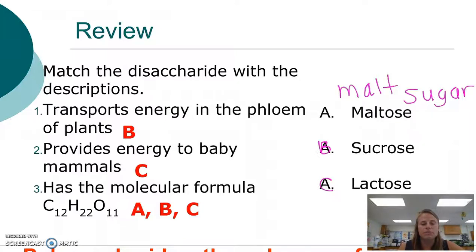And which of these have the molecular formula C12H22O11? All of them. They are all isomers of one another. They're disaccharides that have the same chemical formula, but they're going to have a different structure, a different shape, and therefore a different function. And that ends our discussion of monosaccharides and disaccharides. Tomorrow, we will talk about polysaccharides.